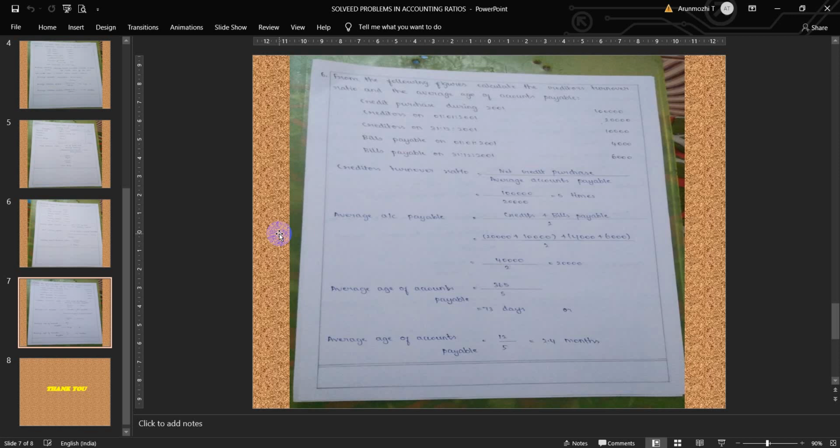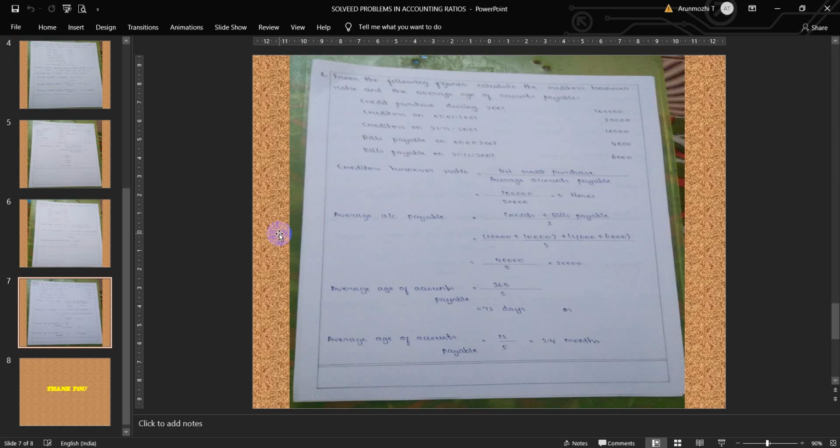Creditors turnover ratio is equal to net credit purchase divided by average accounts payable. So you get 1 lakh divided by 20,000 is equal to 5 times. Average accounts payable is equal to creditors plus bills payable divided by 2. In the creditors, we have the opening creditors and the closing creditors. Next, for your bills payable, you have your opening bills payable and closing bills payable divided by 2. When you simplify it, you get 40,000 divided by 2 is equal to 20,000.